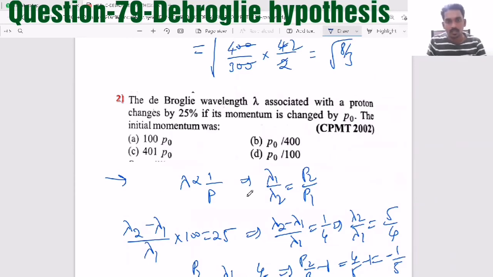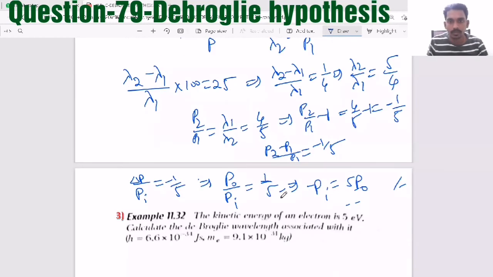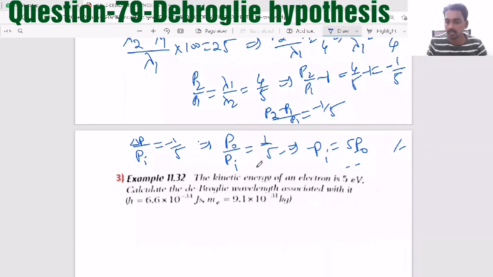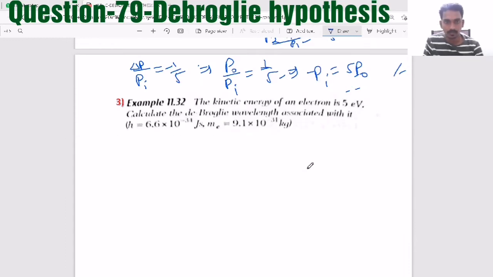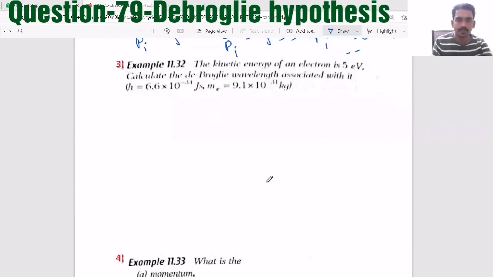I think the options here are wrong, so please correct it. The option should be 5 P naught according to the given question. So don't worry, this is what they have given. Now, the next question is, the kinetic energy of an electron is 5 electron volt.